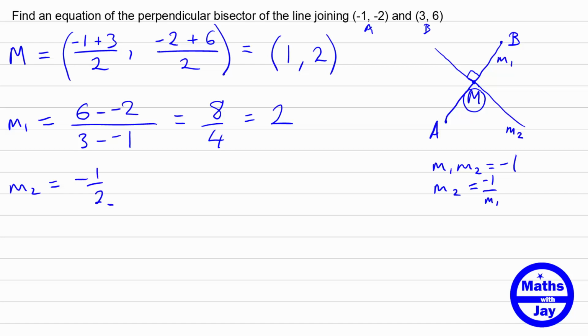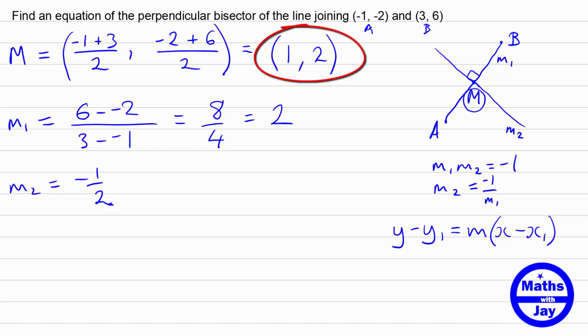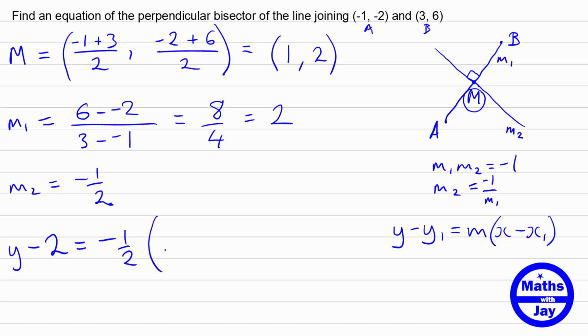So we now have enough information to write down the equation of the line that we want. Let's use the formula y minus y1 is m multiplied by x minus x1. It's not the only way of doing it, but it's fairly straightforward in this case. So we've got the point M, (1, 2), and the gradient m is -1/2, with the values put in first of all from the point. So y minus 2 is -1/2 times x minus 1.